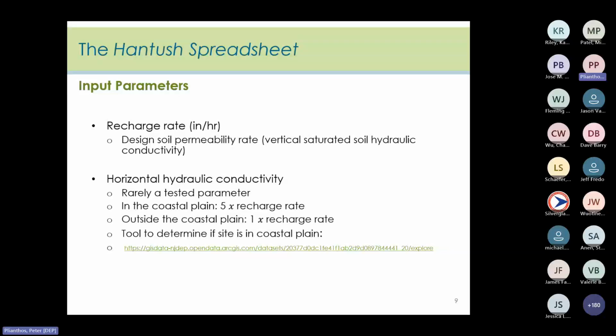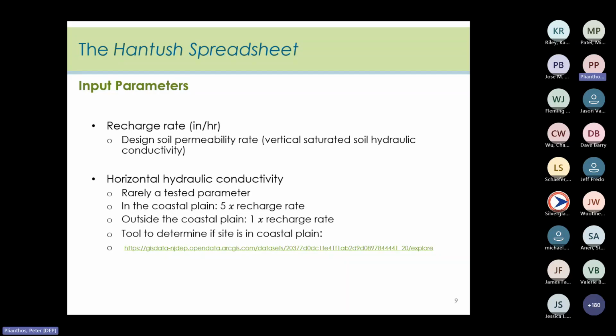The first input parameter is the recharge rate. In the spreadsheet, you must use the design value for the vertical saturated soil hydraulic conductivity, which is 1/2 of the tested value of the vertical saturated soil hydraulic conductivity from soil testing performed in accordance with Chapter 12 of the BMP manual.